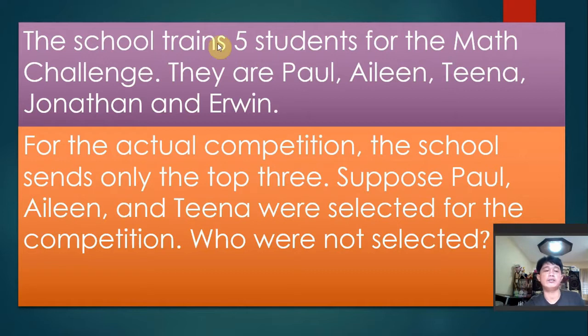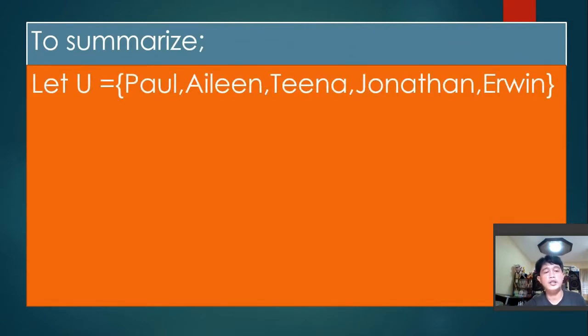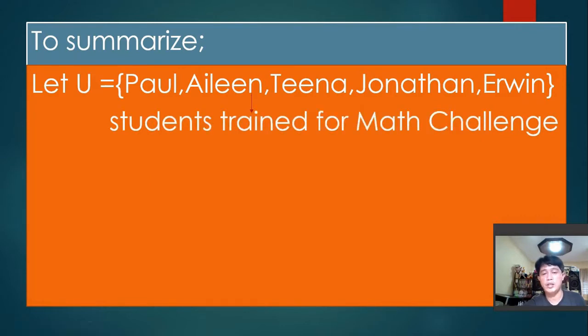And who are not selected? There are 5: Paul, Eileen, Tina, Jonathan, and Erwin. So obviously, Jonathan and Erwin were not selected for the actual competition. Now, here is the formal solution for this. To summarize, let the universal set have as elements Paul, Eileen, Tina, Jonathan, and Erwin. So there are 5 students trained for the math challenge.